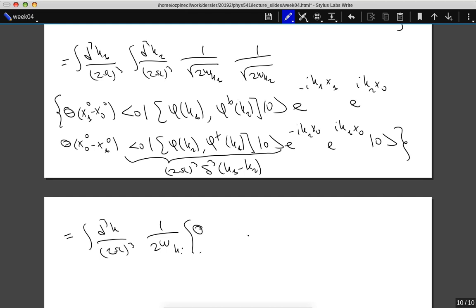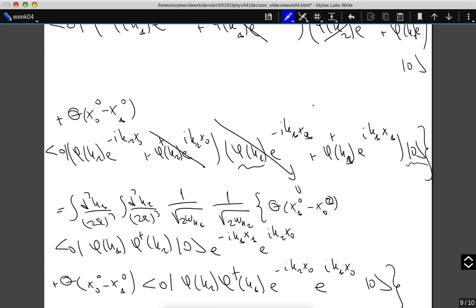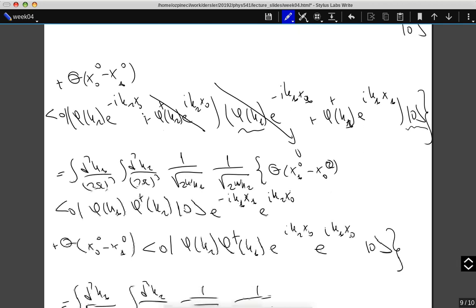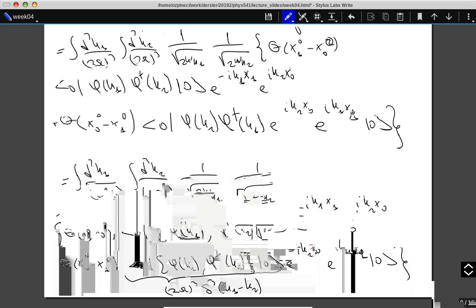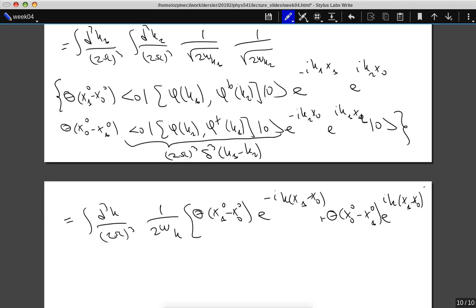I have theta x10 minus x00 e to power minus i k x1 minus x0, plus theta x00 minus x10 e to power i k x1 minus x0. Yes, that's what I end up having.